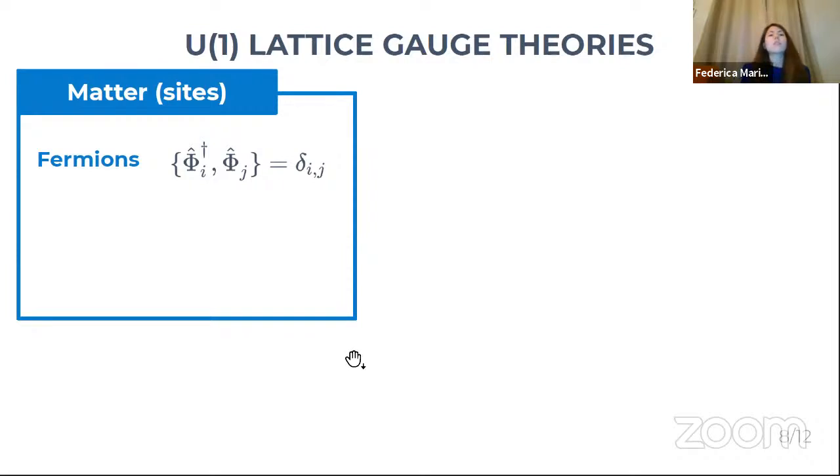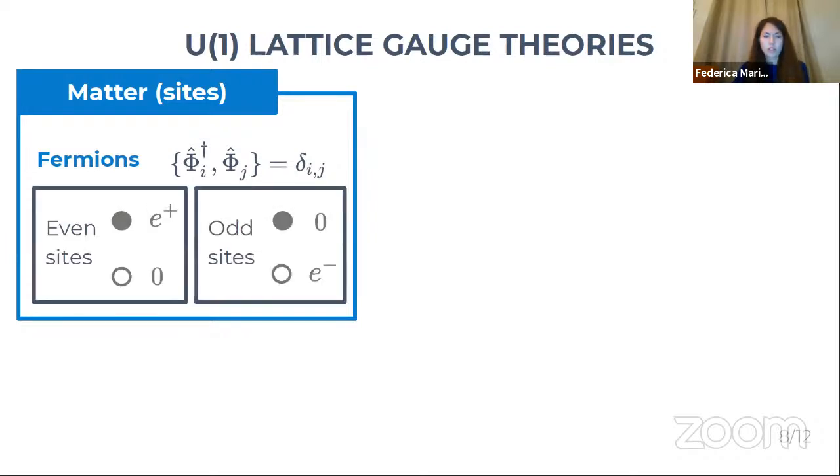So first of all, we had fermionic matter. So these phi are fermionic operators on sites i and j, and they satisfy the usual anti-commutation relations. We use the so-called staggered fermions, which means that on even sites, an occupied fermionic site is a positron, and on odd sites, a hole represents an electron. And the other states are just absence of charge.